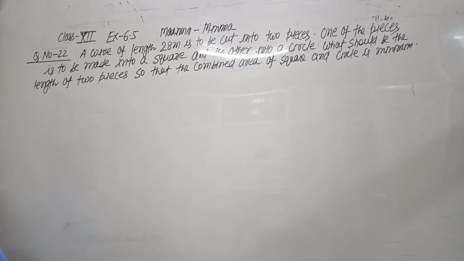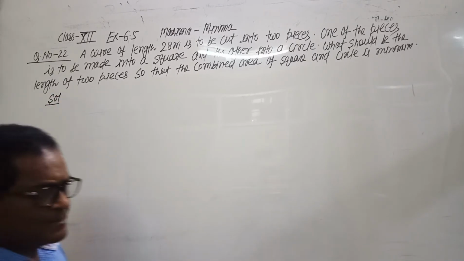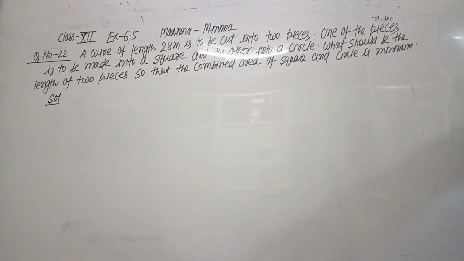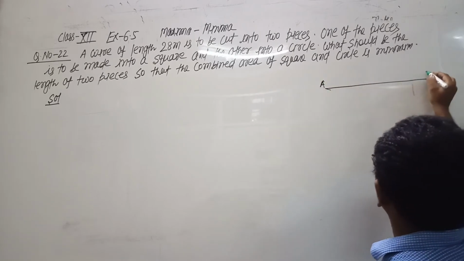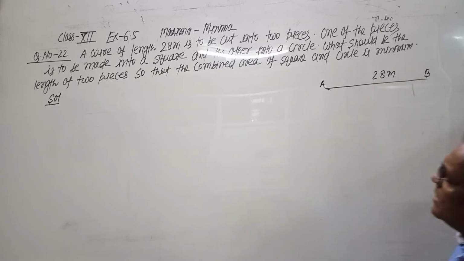We continue exercise 6.5 of maxima and minima. This is question number 22. A wire of length 28 meter. AB is the wire of length 28 meter, which is to be cut into two pieces.